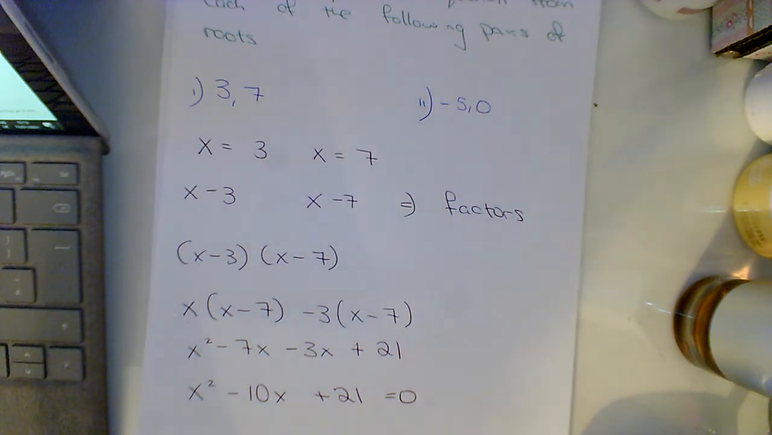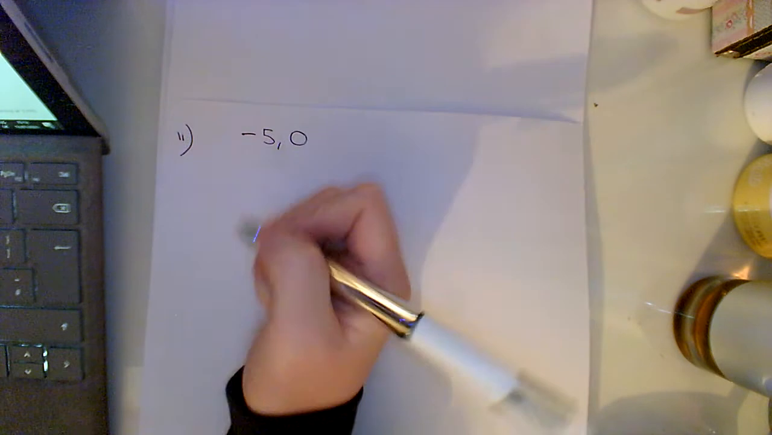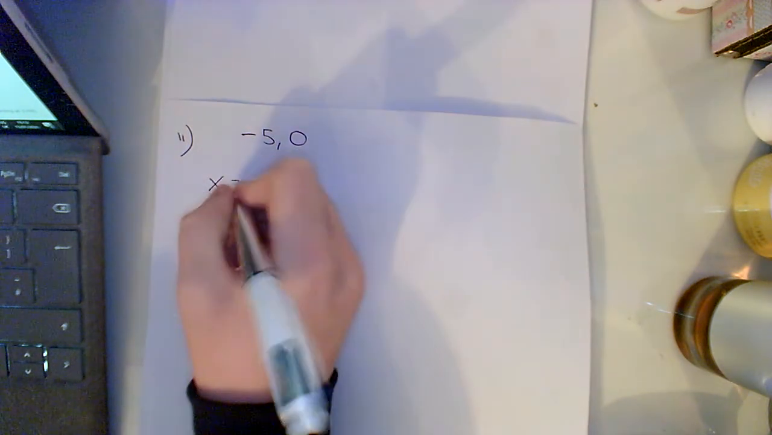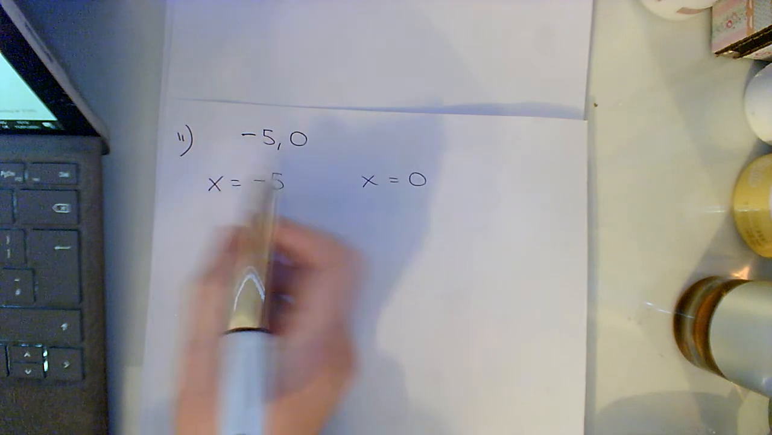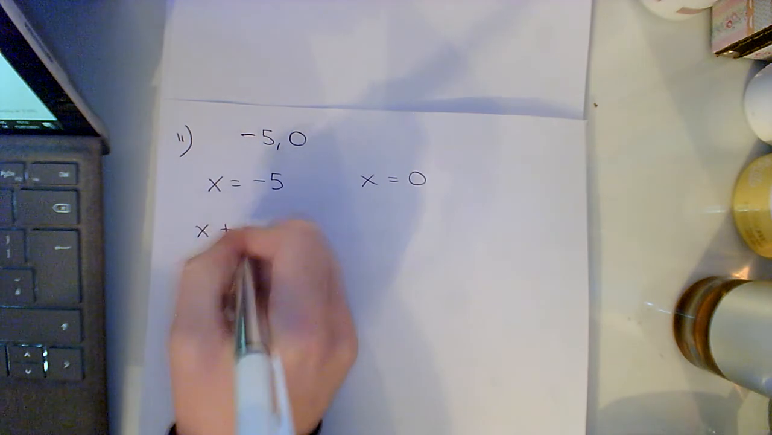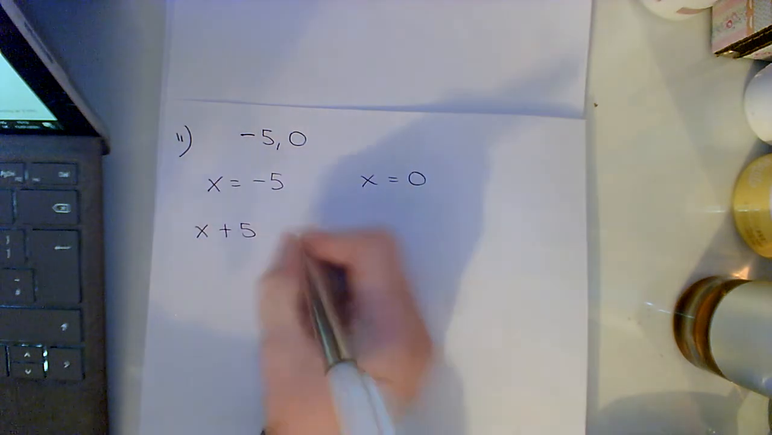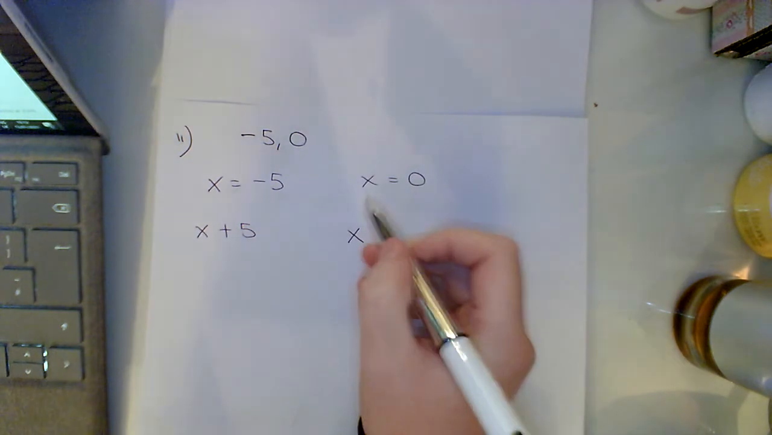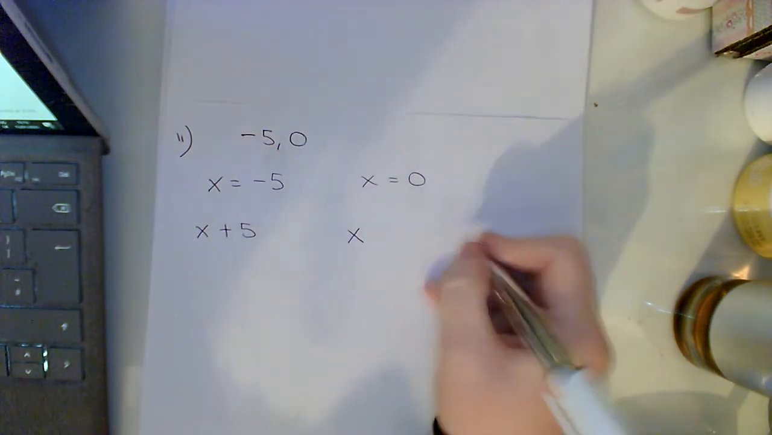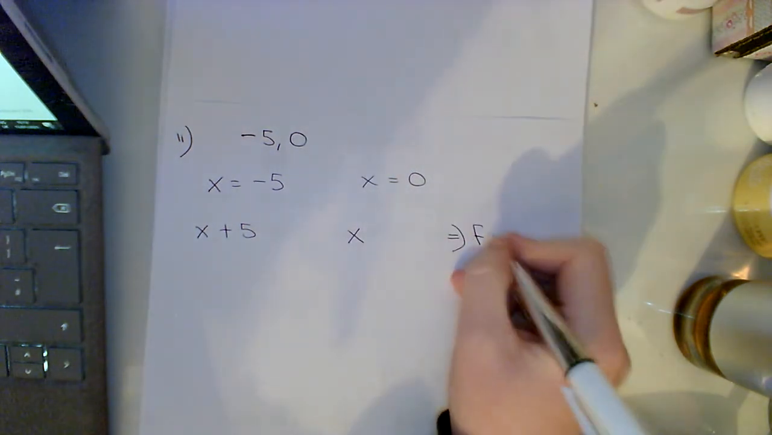equals 0. I'm going to now do the minus 5 and 0 one. So first of all, let x is equal to minus 5, x is equal to 0. I bring this over, so this time x plus 5 is a factor, and then this is just going to be x is a factor, because if I bring over x minus 0, it's the same thing. So these are my factors.